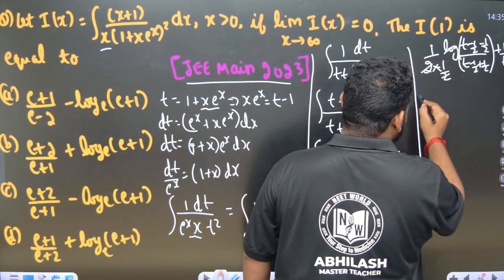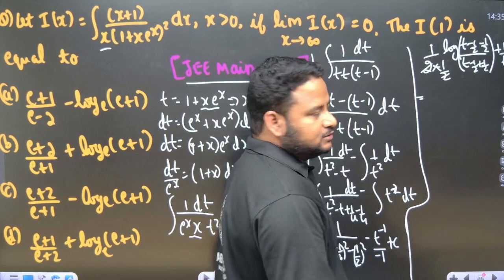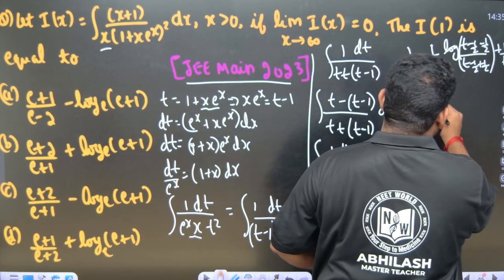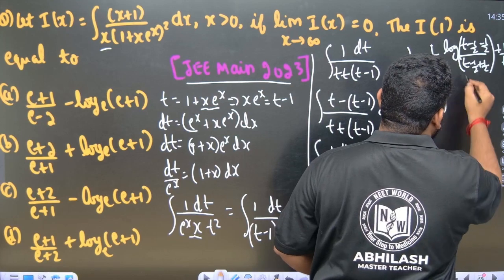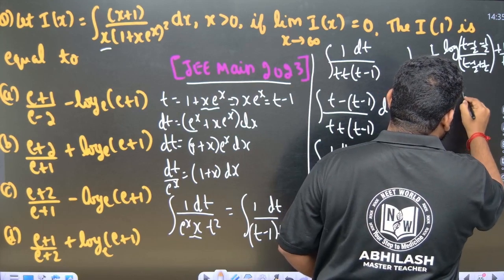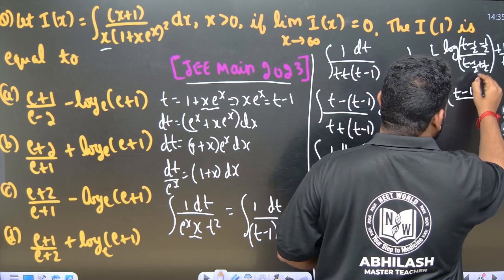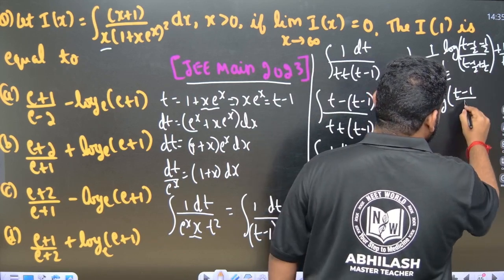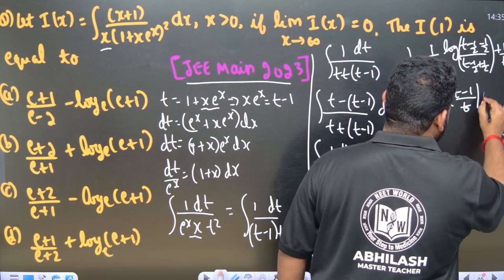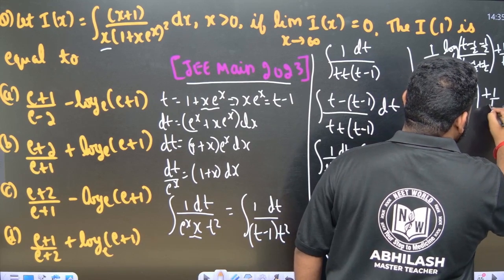Now, 2 and 2 cancel. Let me first simplify this before substituting the value of t. This will become t minus half into t minus half, that is t minus 1, since half and half added become 1. The plus and minus half cancel. So, this will be log of (t minus 1) by t, plus 1 by t plus c.